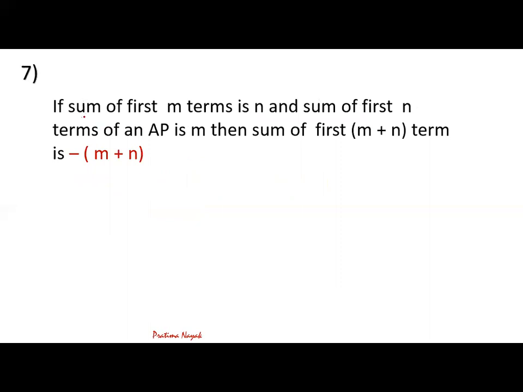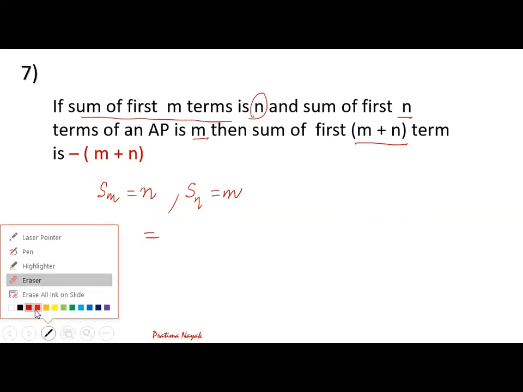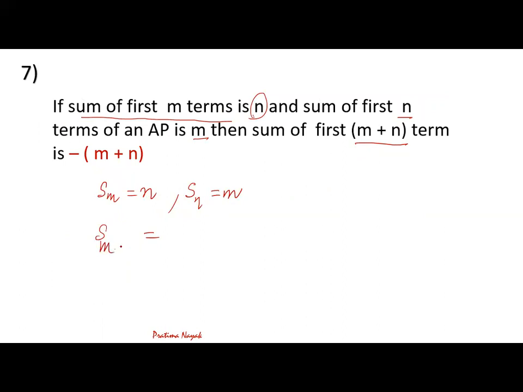Seven: if the sum of the first m terms is n, that means the sum of m terms is n and the sum of the first n terms is m, Sn is m, then the sum of the first m plus n terms is, very sorry, this will be minus (m plus n). Okay, so please note down.